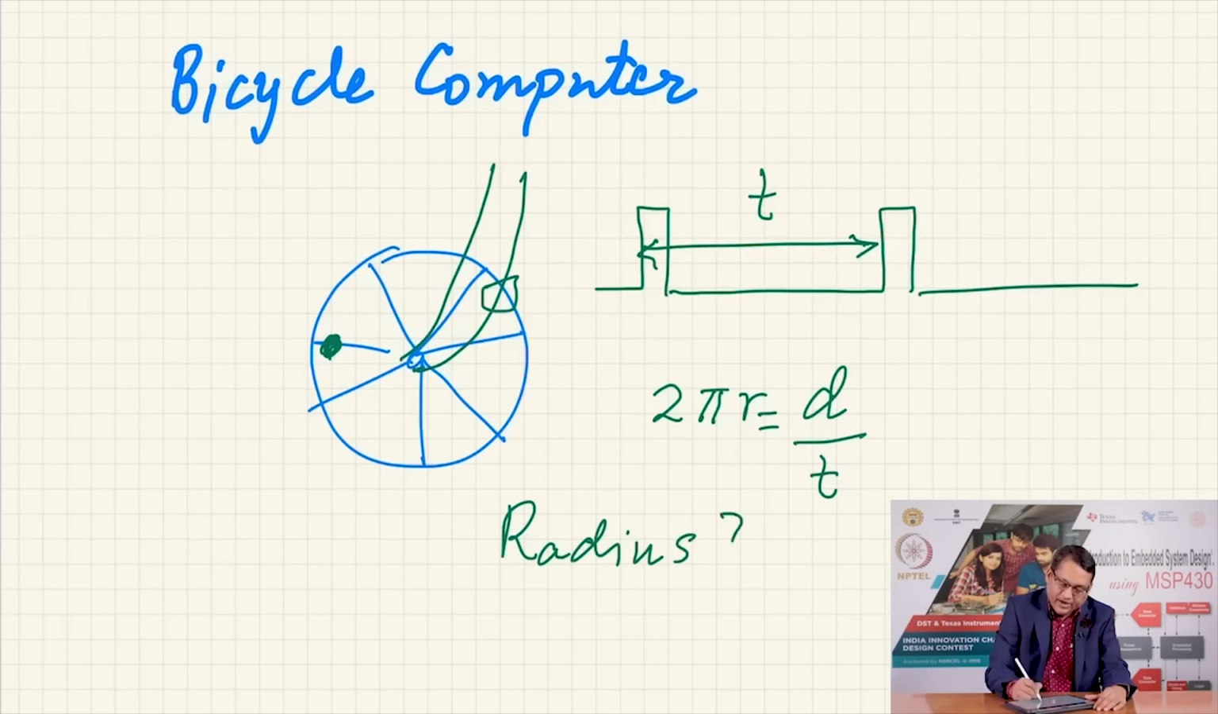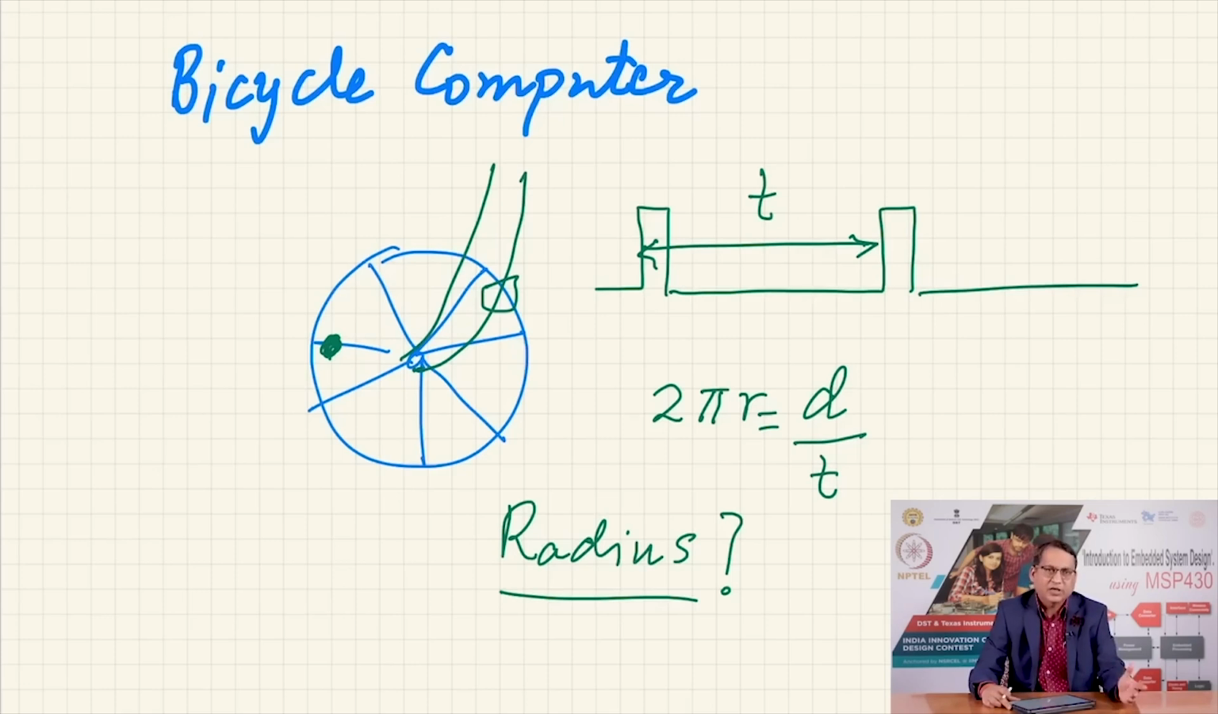If the radius is stored on the flash memory, that is the program memory, it cannot be altered. If it is stored in the RAM, then every time this bicycle computer is switched off, it would be lost. So, I call the value of the radius a semi constant. Most of the time it remains constant, but once in a while it may change.